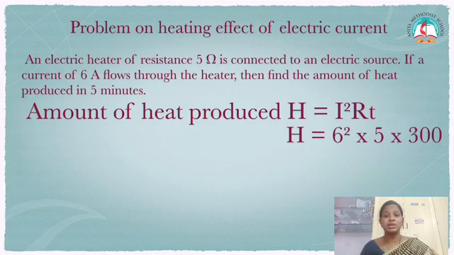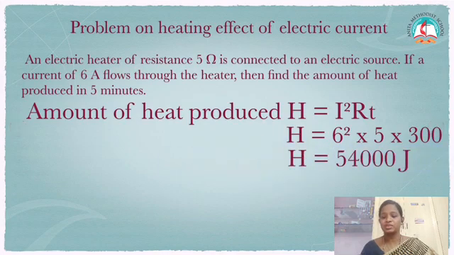Okay, let's substitute the values. The current is 6, so I² means 6², into R. R is 5 ohm, so into 5, then T. Time is given in minutes, so we are going to convert it into seconds. 5 minutes is equal to 300 seconds. So 6² into 5 into 300 gives us 54,000 joules. So 54,000 joules of heat is produced in the circuit.